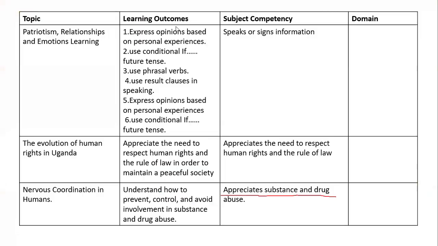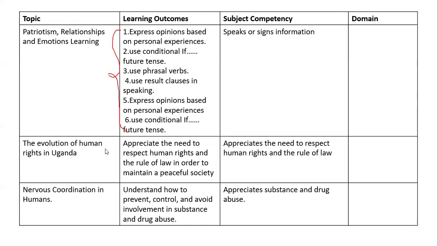Now, for this term, what are we looking for? Take an example. When you look at these topics, I looked at the topics in senior 3. This is senior 3. When you look at senior 3, you notice that this term, we are looking at patriotism. In English, there is relationships and emotional learning. But what are those particular skills, learning outcomes? Now, when you are setting, you need to have everything here captured. But at the end of the day, we want the child to be able to do. The child must be able to speak. Now you ask yourself, will the child be able to speak?